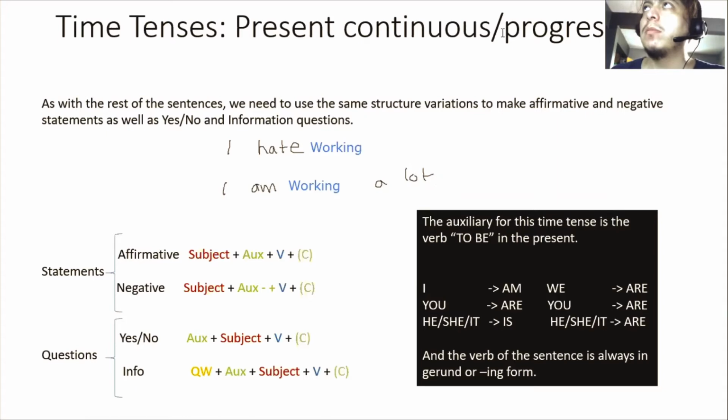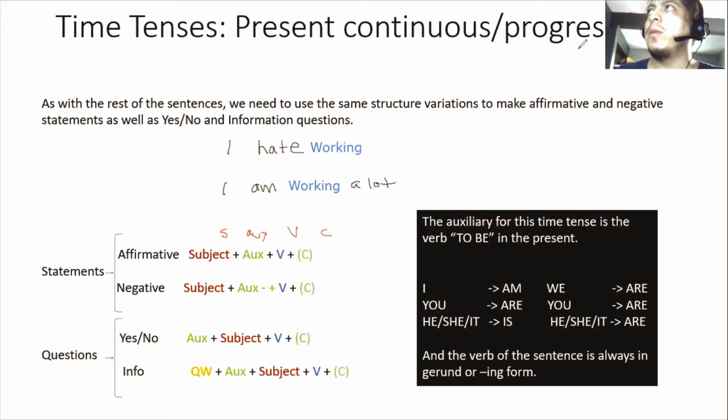I'm going to rewrite this. It's a little far away from what it had to be. I am working a lot. So, how do you know what is the verb? Remember that, like always, you have subject, auxiliary, verb, and complement, right?